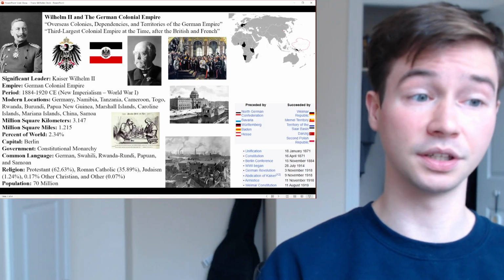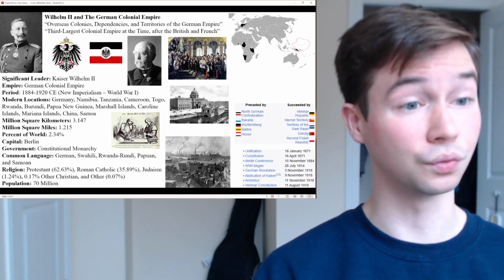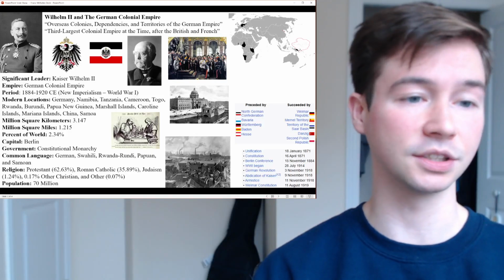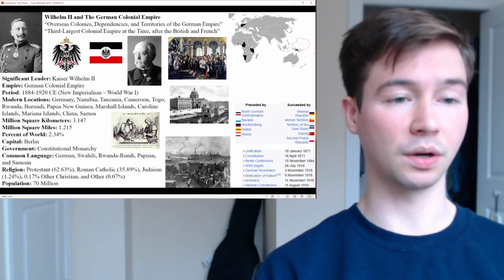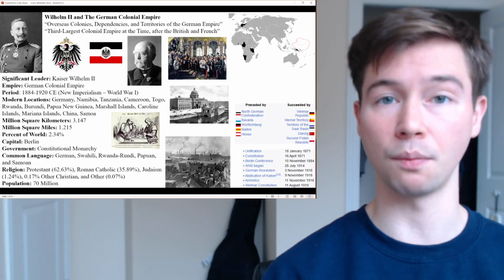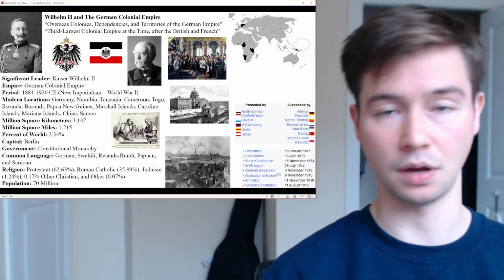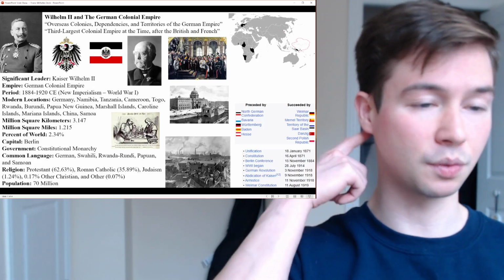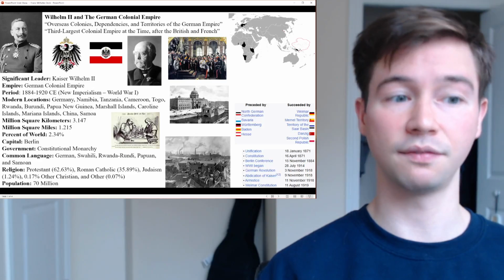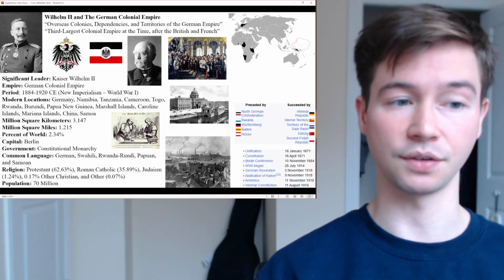Modern locations included Germany, Namibia, Tanzania, Cameroon, Togo, Rwanda, Burundi, Papua New Guinea, Marshall Islands, Caroline Islands, Mariana Islands, China, and Samoa. Million square kilometers would be 3.147, so larger than our average largest empire, which would be 1.14, putting it as the third largest colonial empire, only surpassed by the British and French. Million square miles equivalent would be 1.215. Percent of the world would be 2.34%, excluding Antarctica, so a very large proportion of the land mass of the Earth.